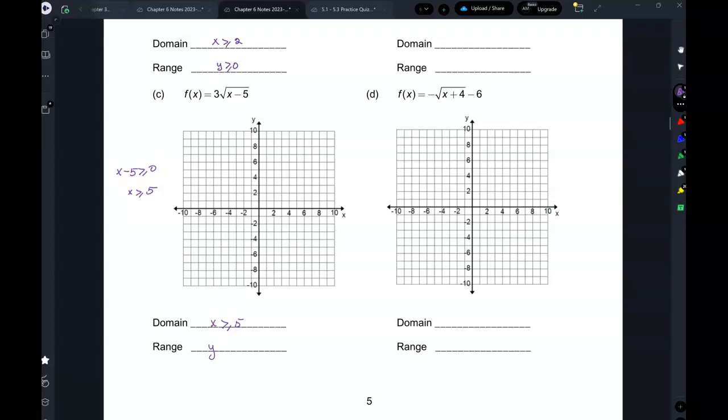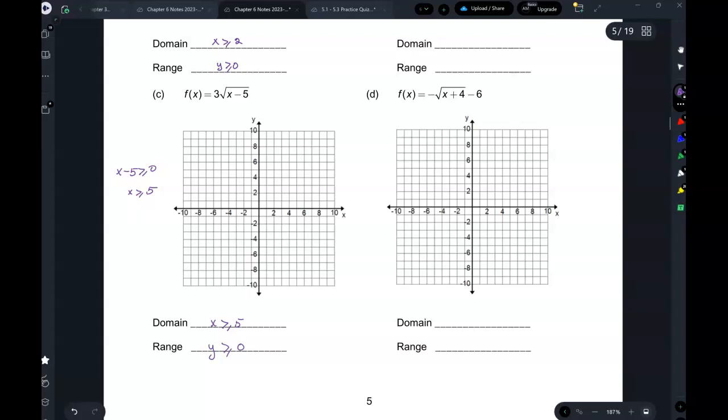Range. It's y. Okay, there is no vertical shift, so it's going to be 0. Greater than or less than or equal to? Greater than, because it's positive. Okay, now I'm going to start from here, 5.